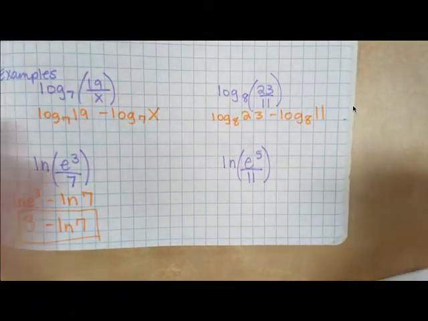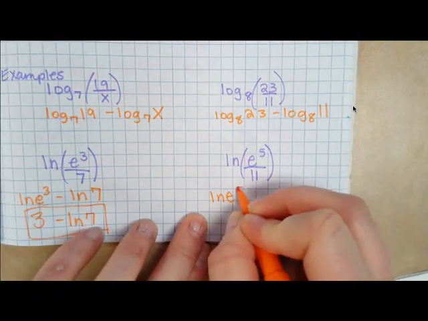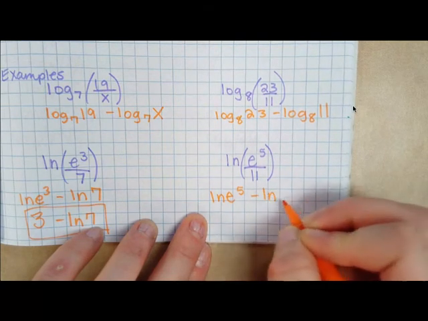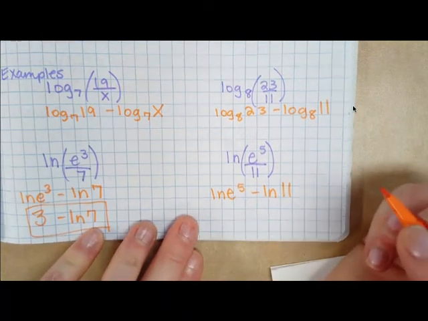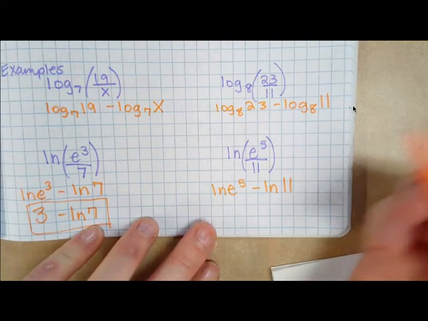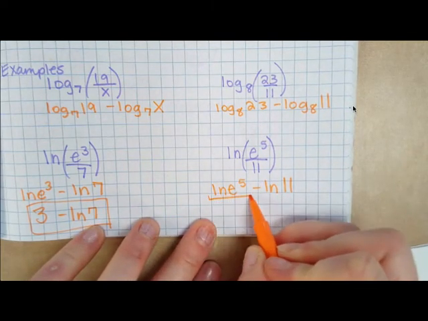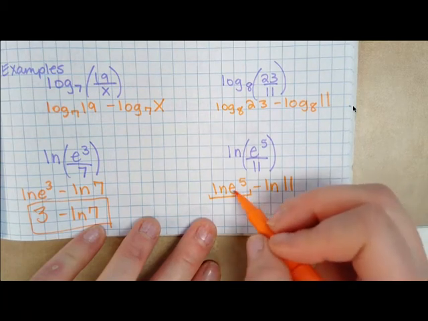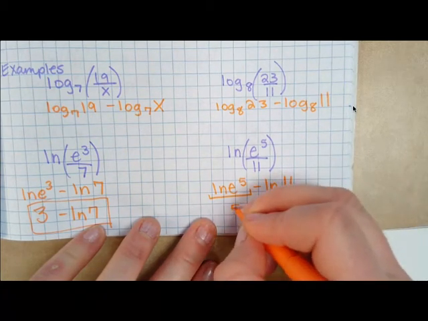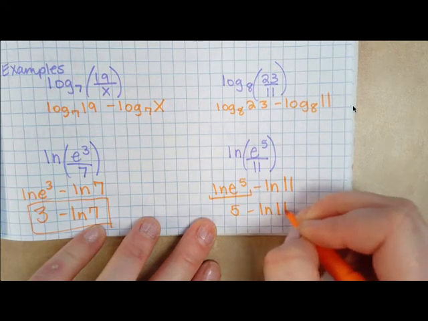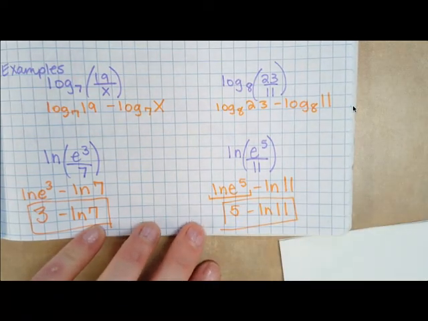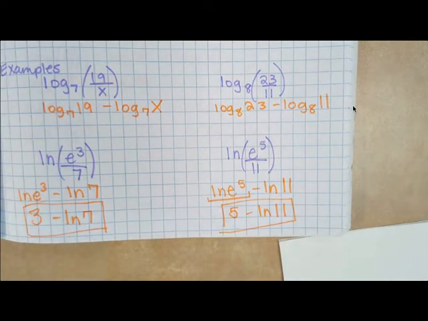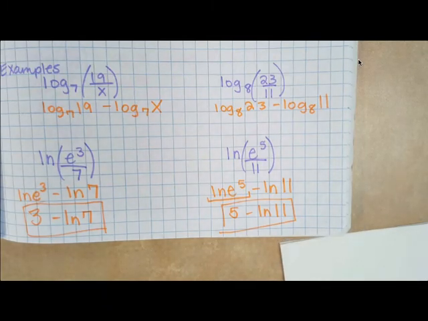Okay, so then this other one would be ln e^5 minus ln 11. And using that same thing that we used last time, ln e^x equals x, this equals 5. So 5 minus ln 11. So it's similar to the log base 10. So it has special features that go along with it.